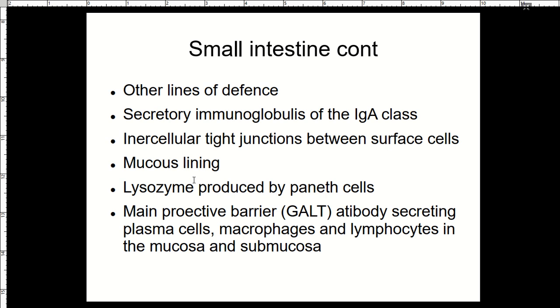So we also have other lines of defense. For example, we have plasma cells that will be secreting immunoglobulin A class, and we have the mucosal lining lysozyme, which is produced by the Paneth cells, and then we have the main protective layer, which is called the GALT, right? The gut-associated lymphatic system, that will be secreting immunoglobulin from the plasma cells. There are macrophages and lymphocytes, both in the mucosa and the submucosa.